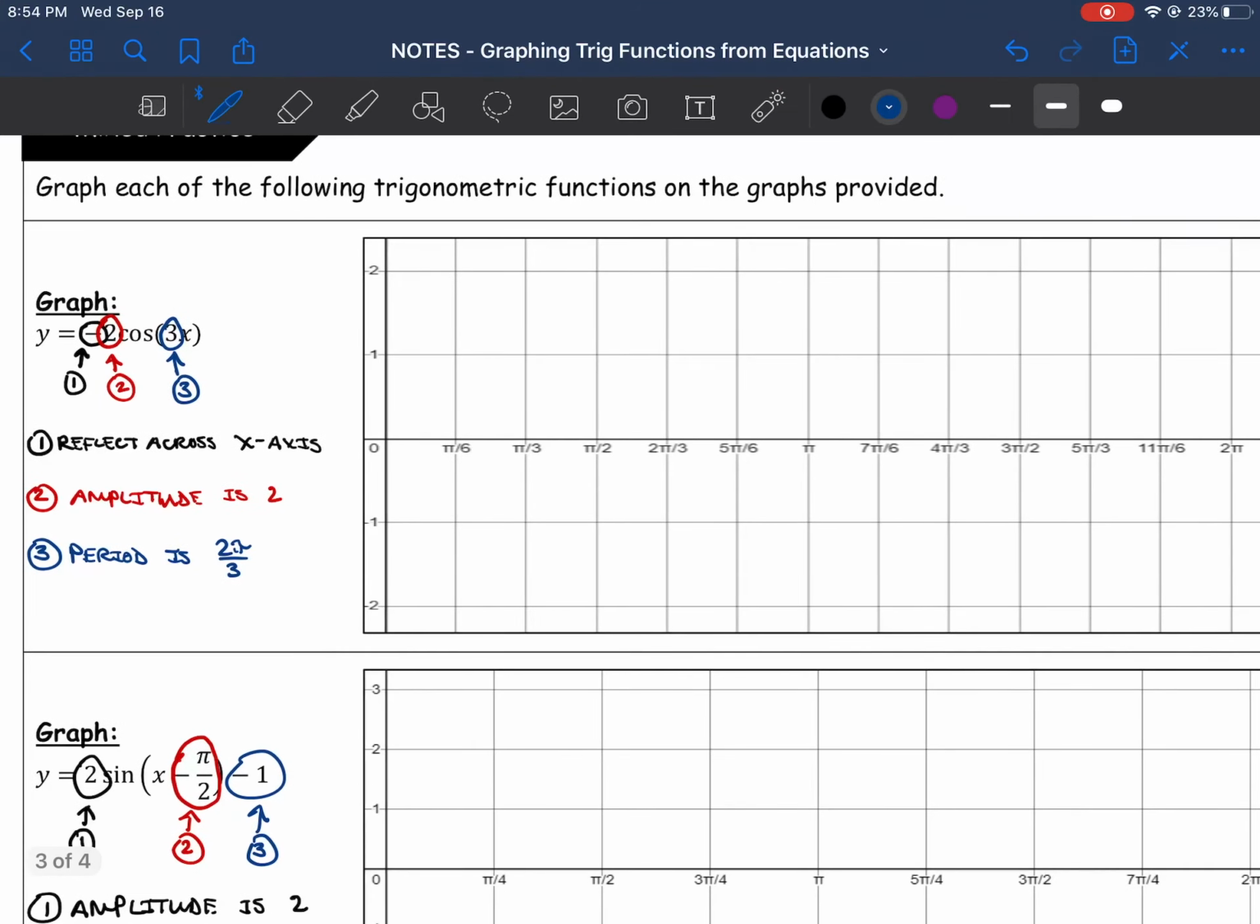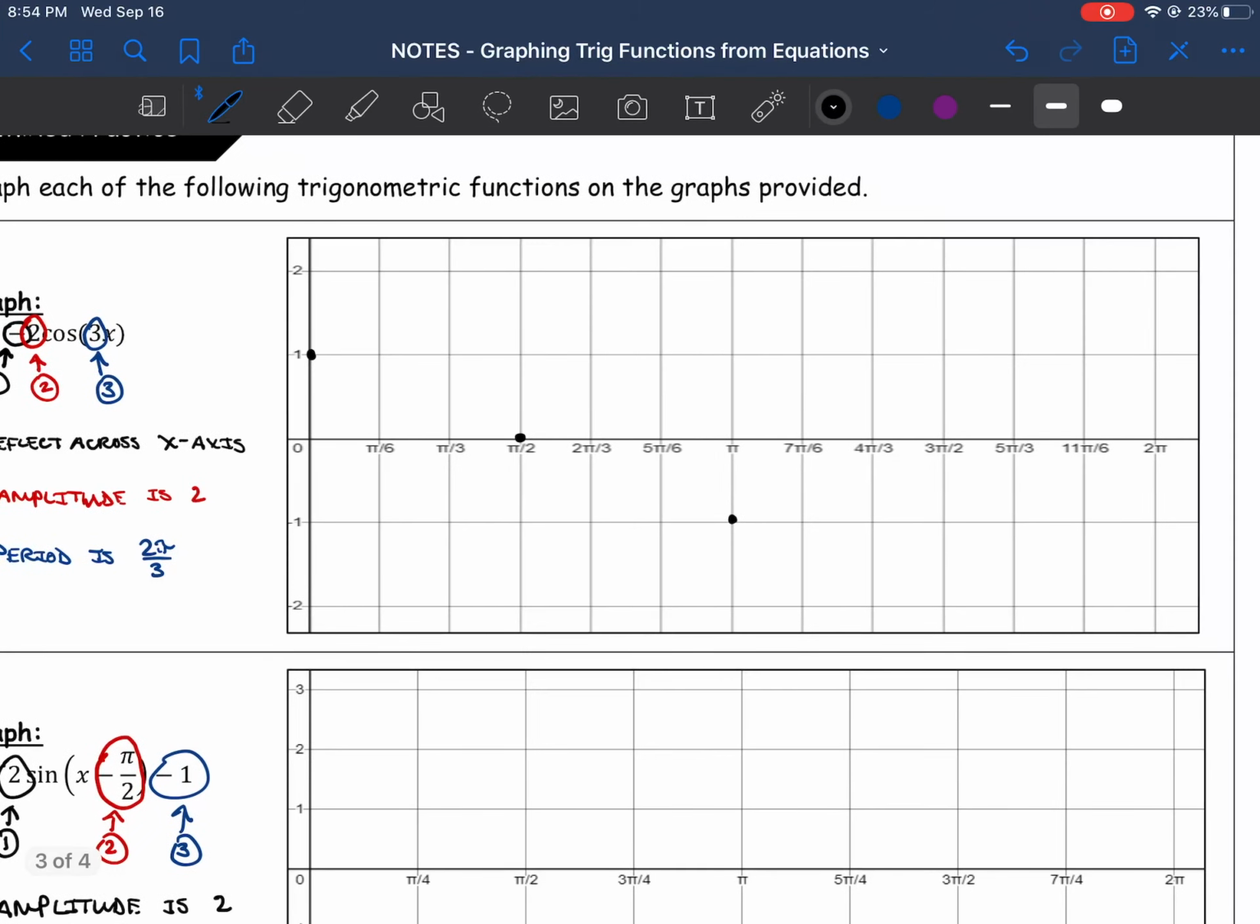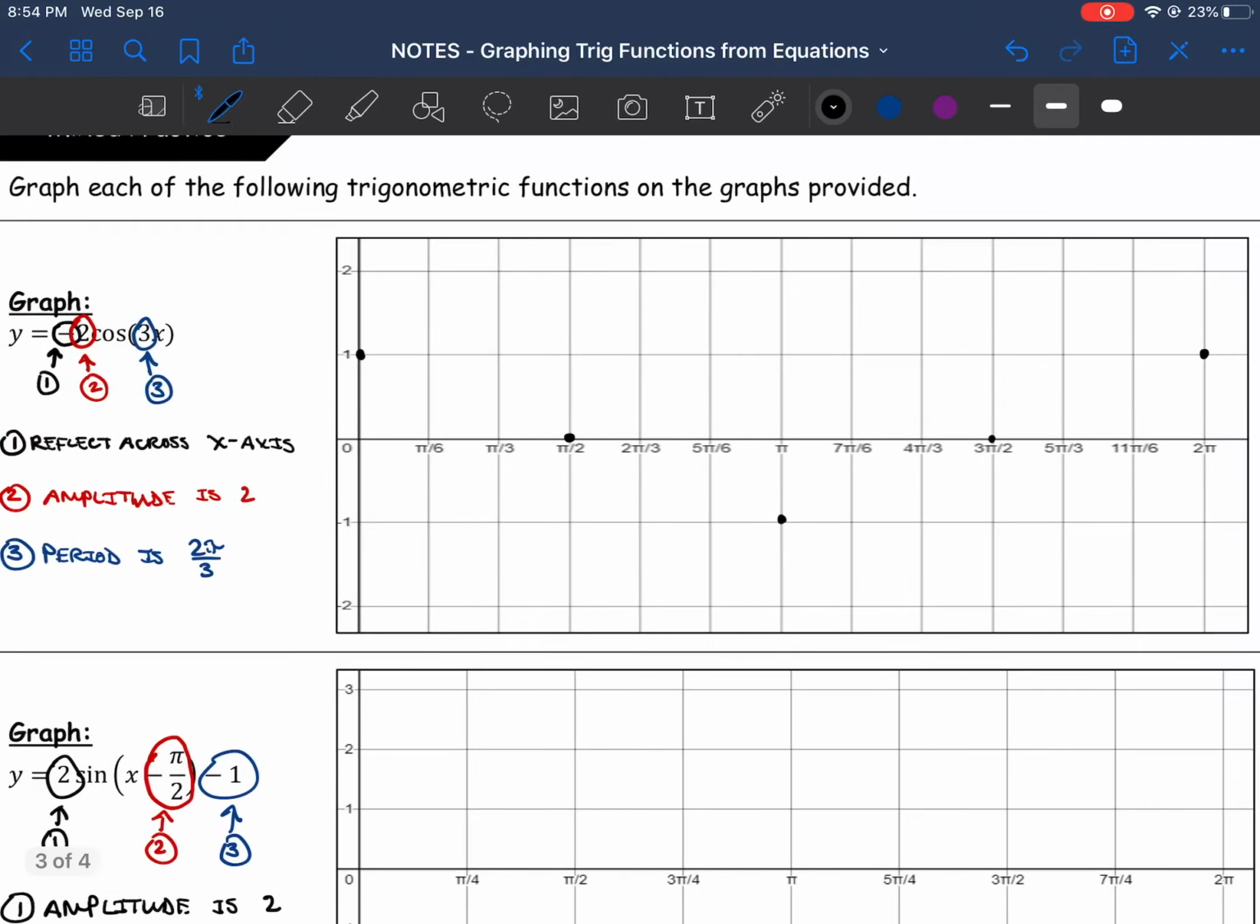But let's go ahead and lightly plot some points here. So in black, I'm going to plot the parent function of cosine. So we know that cosine typically starts at 0, 1. At pi over 2, the parent function of cosine will be at 0. At pi, we'd be at -1. At 3 pi over 2, we'd be back at 0. And then at 2 pi, we'd be back up here at +1.